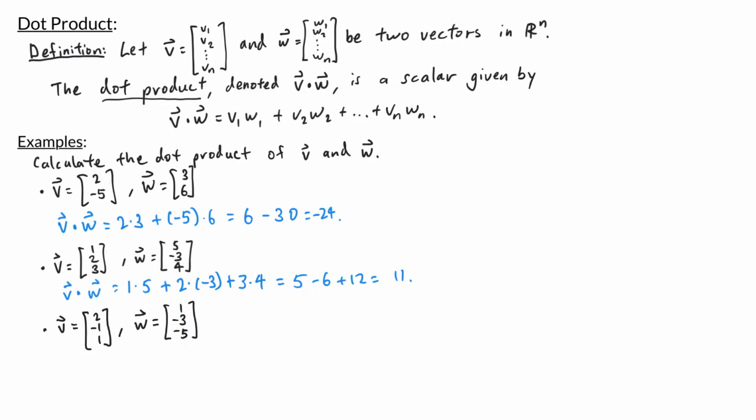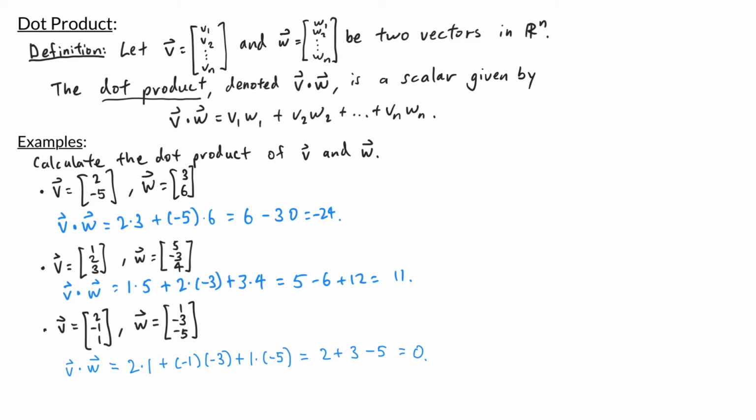In our last example here, we have the vector V with entries 2, negative 1, 1, and W with entries 1, negative 3, negative 5. This time V dot W is going to be the product of their first entries, so that's 2 times 1, plus the product of their second entries, that's negative 1 times negative 3, plus the product of their last entries, so that's 1 times negative 5. So this gives me 2 plus 3 and then minus 5, which is 0.